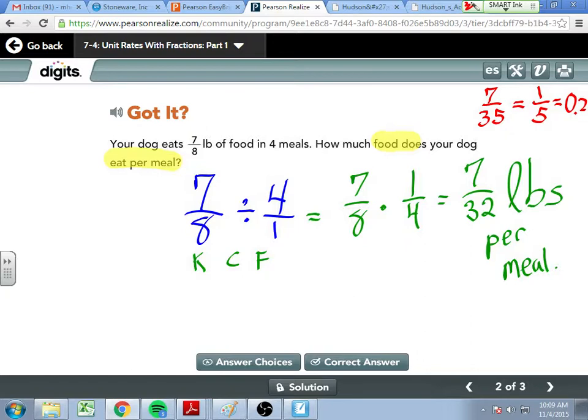Or another fraction we could work with, Pranav. Could we do 4 over 32? Ah, that's too far away. But if we did 8 over 32, that's about 1/4, which is 0.25. So it's between these two values, approximately 0.22, 0.23, somewhere right around there, if you didn't want to use a calculator to convert this.